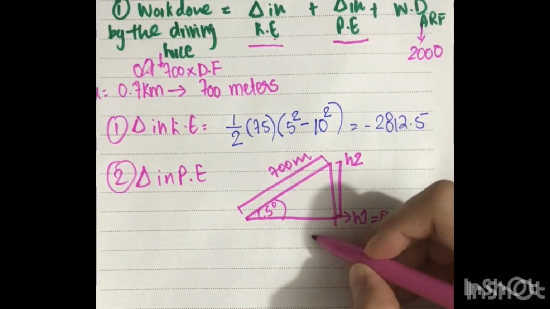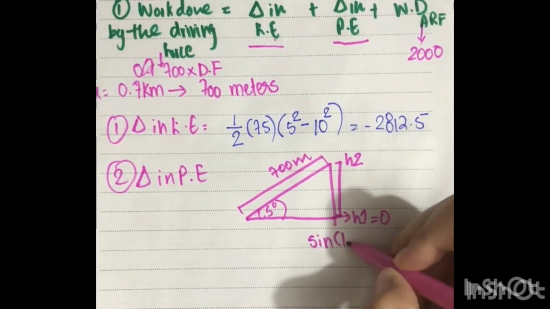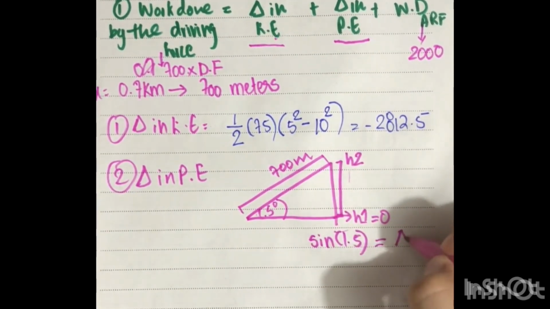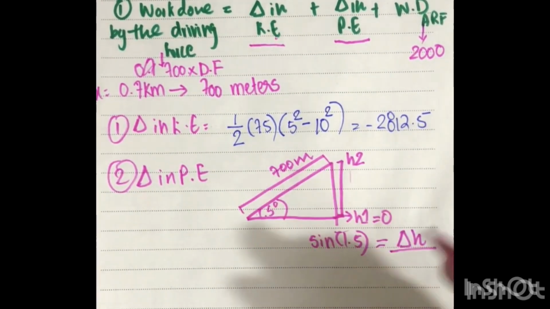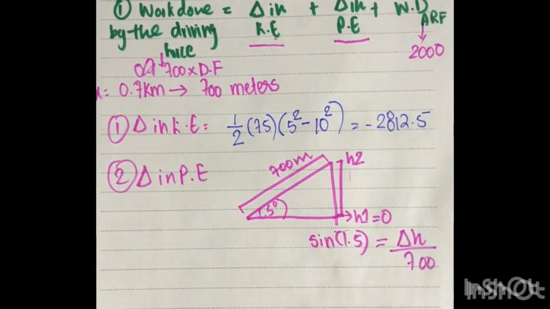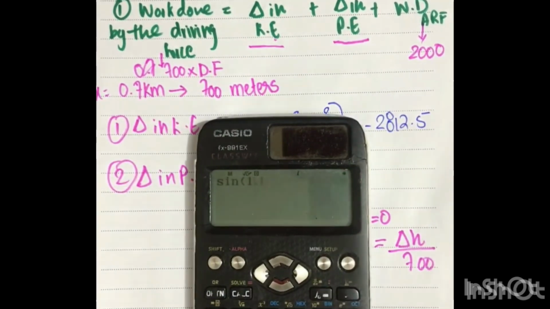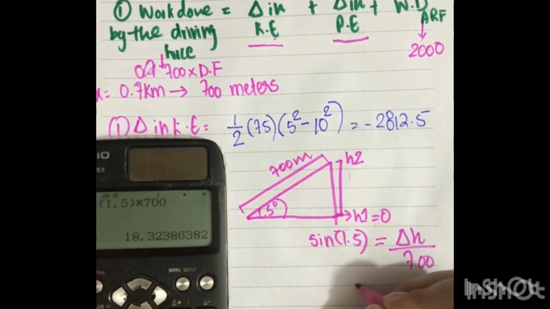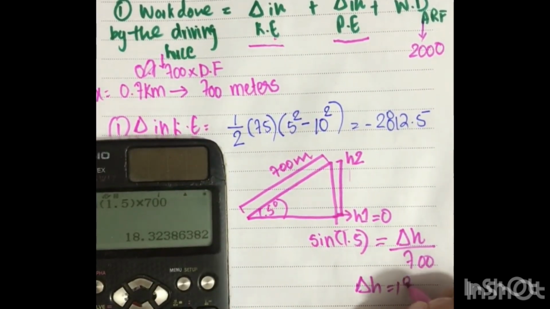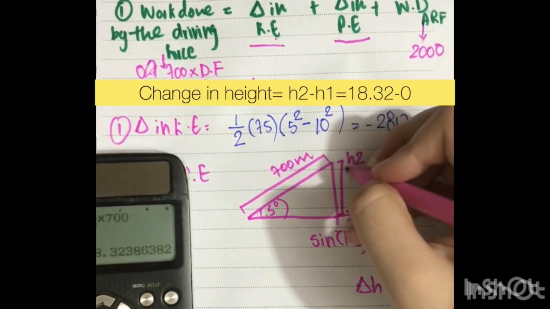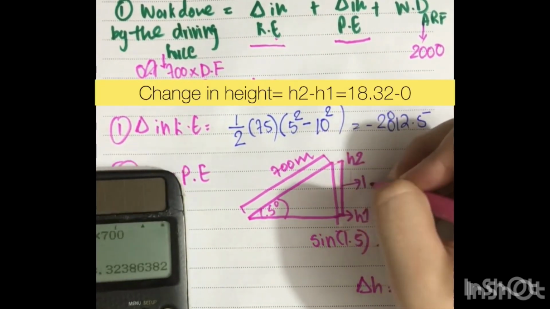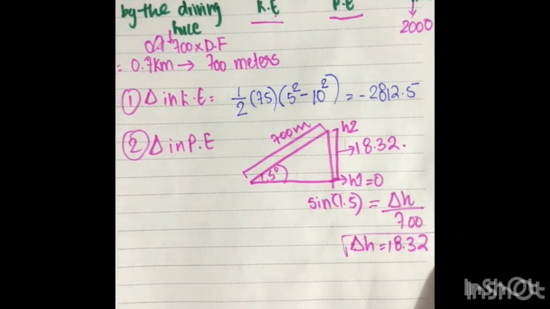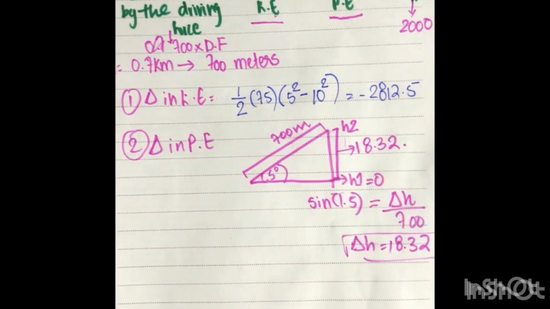So we can use the sine function. Sine 1.5 must be equal to the perpendicular over the hypotenuse, which is 700. So sine 1.5 multiplied by 700. So the change in height is 18.32. So this whole side is 18.32. Now we're going to substitute these values in this formula.